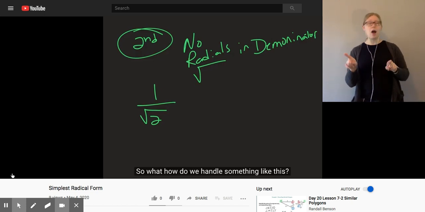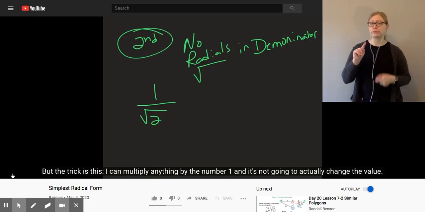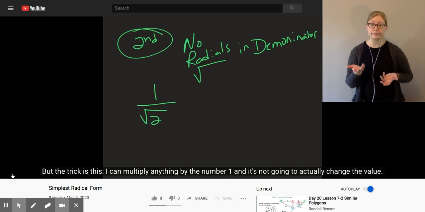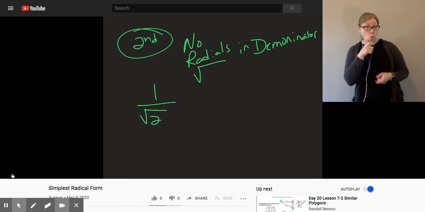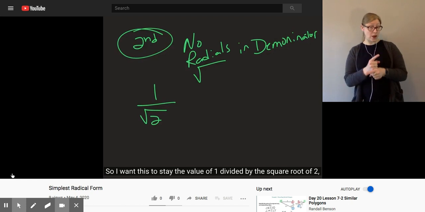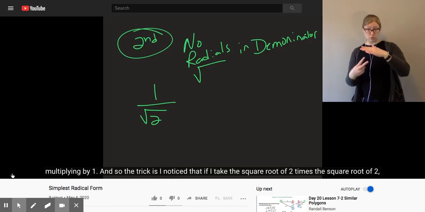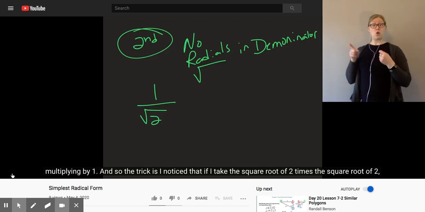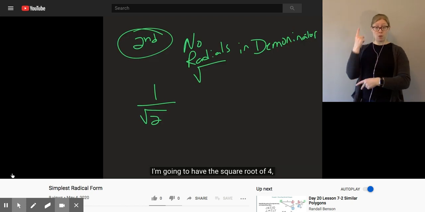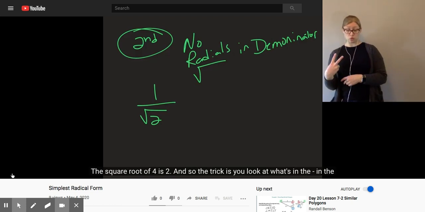So how do we handle something like this? Well, we just use a trick. And this is a pretty simple one. But the trick is this. I can multiply anything by the number 1, and it's not going to actually change the value. So I want this to stay the value of 1 divided by the square root of 2, but I want it to look different. And so we do that by multiplying by 1. And so the trick is, I notice that if I take the square root of 2 times the square root of 2, I'm going to have the square root of 4, which is going to be a whole number, 2, because square root of 4 is 2.